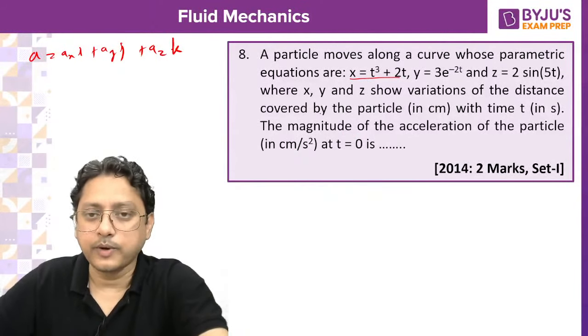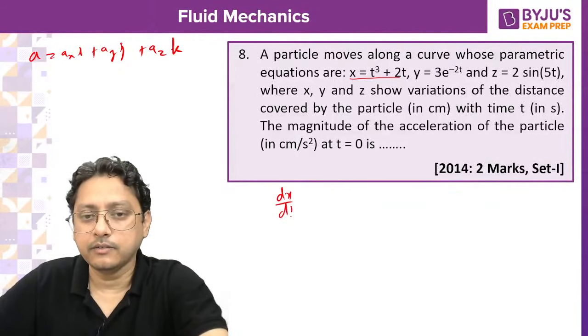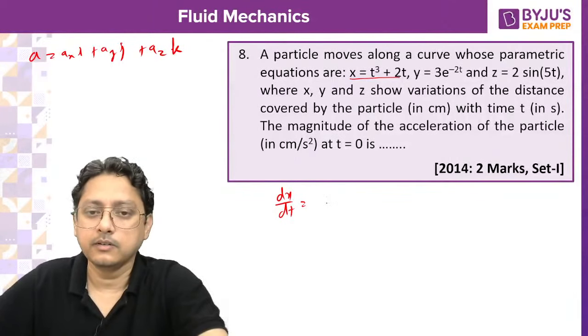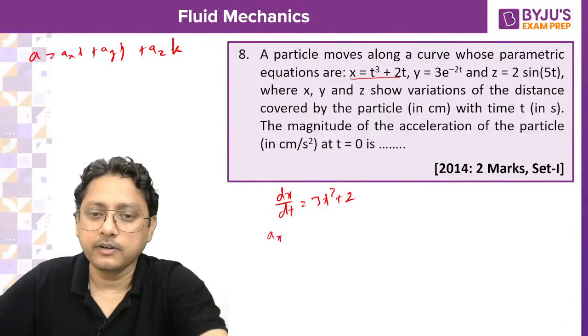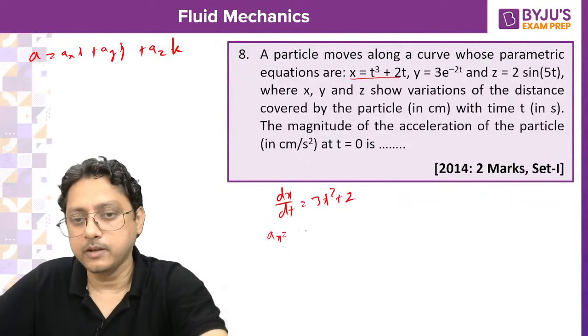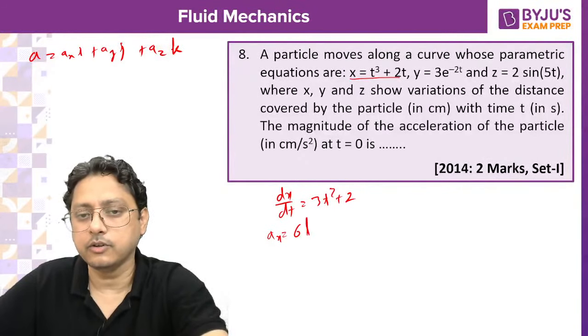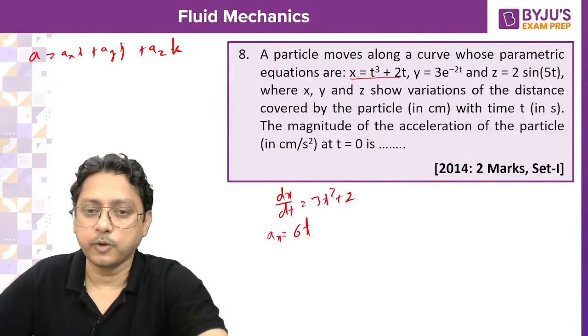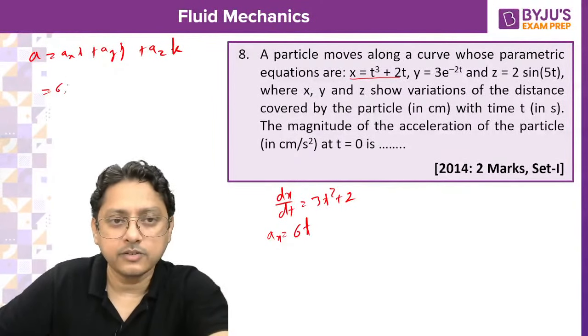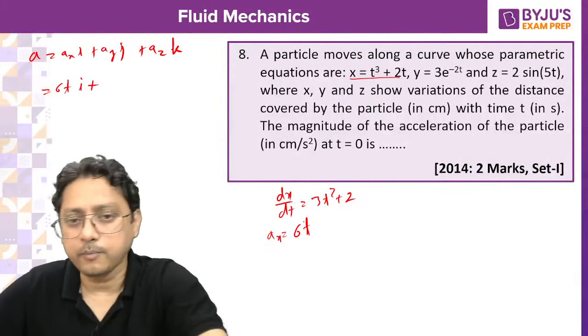Now you can always calculate: if you differentiate dx by dt, what will you get? You'll get the velocity simply. This is quite simple, isn't it? 3t square plus 2, that's all. If you differentiate once again, you'll get the x component of the acceleration, that is ax. Differentiate it, how much will you get? 60, that's all. Then what is your y component? So write it down also, no problem. That is 60i plus, what is your y component?